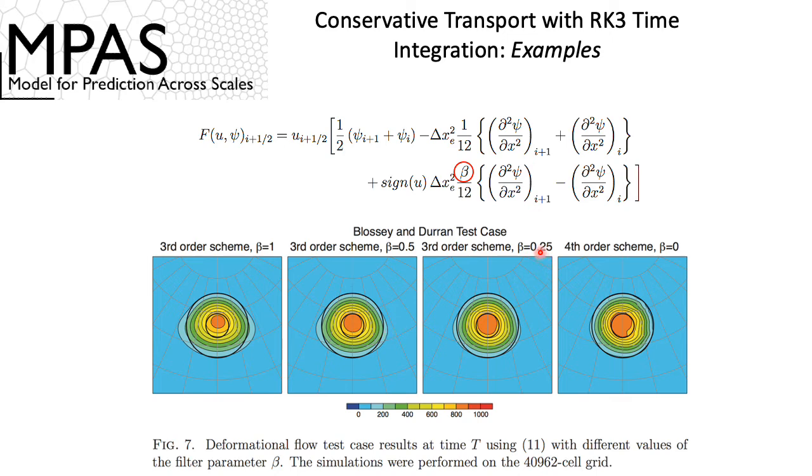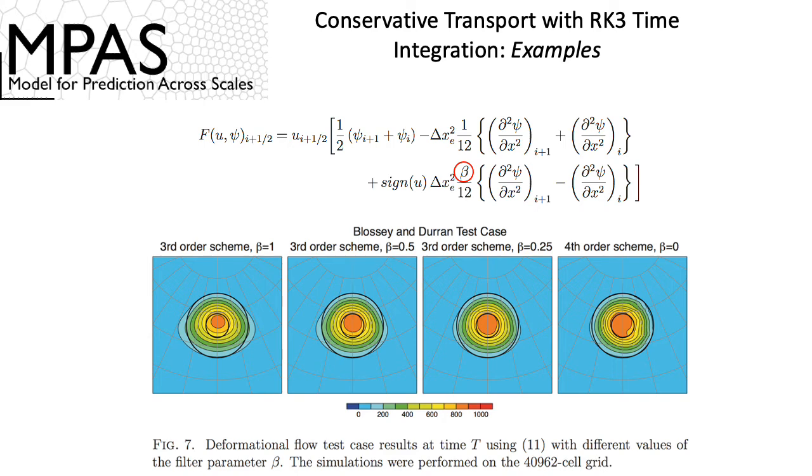If we go to beta equals 0.25 to reduce further the damping, we get a much closer to the exact solution in terms of the numerical solution. There's just a little bit of stretching, and you can see maybe a little bit of asymmetry creeping in. If we go to the fourth order scheme, beta equals 0, what you see is that we get a very accurate solution, but notice that there's quite a few asymmetries here and a little bit of raggedness in the solution here. So our default in MPAS is to use beta equals 0.25 in this formula for the horizontal flux divergences.